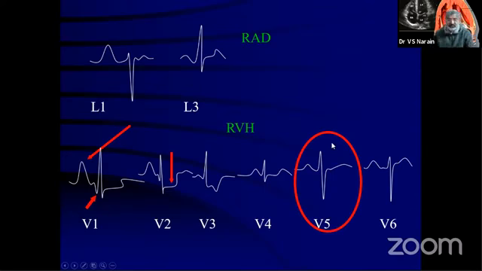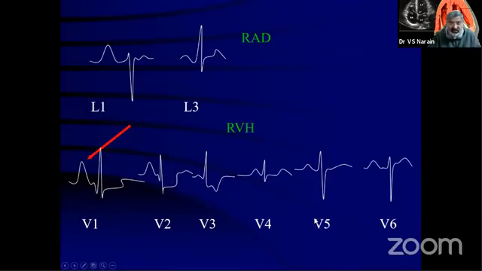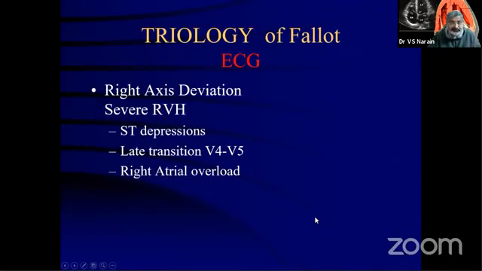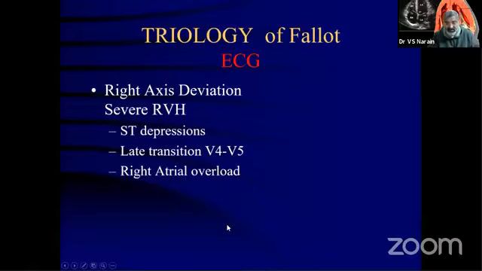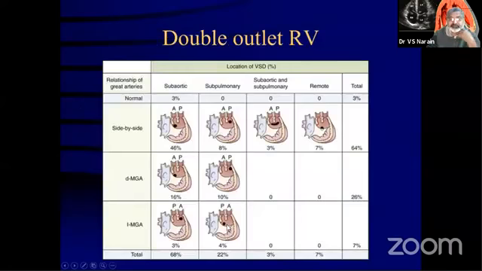So the ECG features of trilogy are very classical. Tall P, Q wave, ST segment depression, late transition. In tetralogy, it was small P, no Q, no ST segment depression, and early transition. So this is the ECG here.